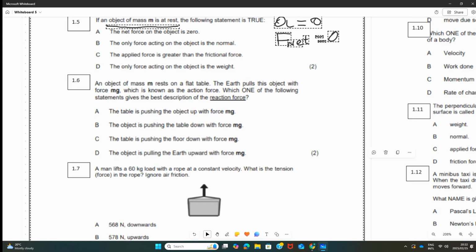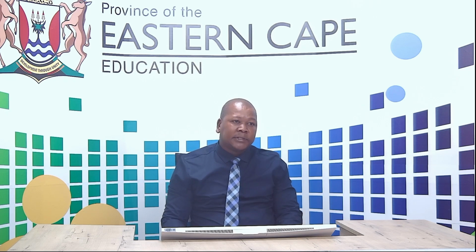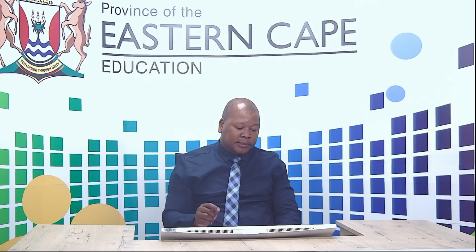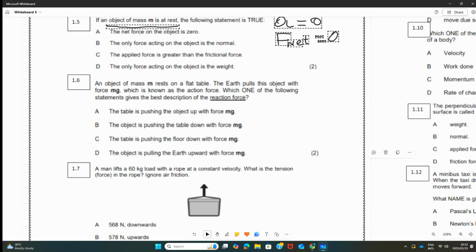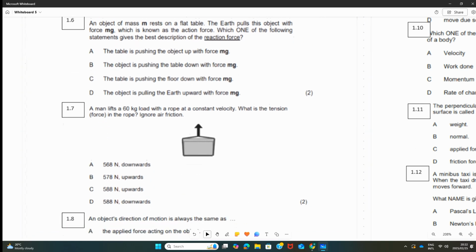When the object is resting on a table, the force exerted on the object is exerted by the surface of the table on the object. So that has nothing to do with the Earth. The only force exerted by the Earth on an object is always downward. Hence, option D will be the incorrect answer. Therefore, option A will be the best answer for this question.